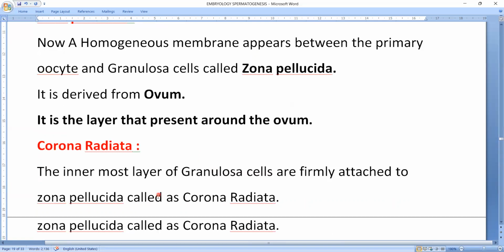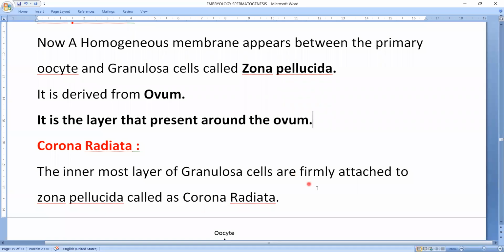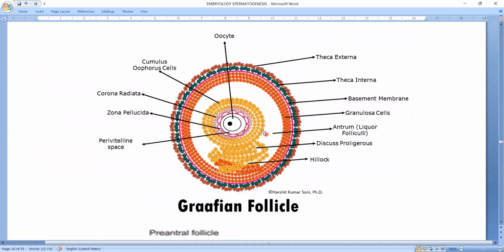You remember like that. And then corona radiata, the innermost layer of granulosa cells that are firmly attached to zona pellucida, called corona radiata.